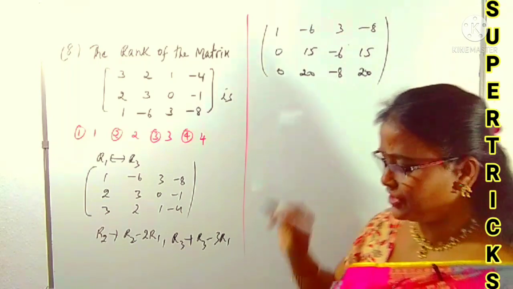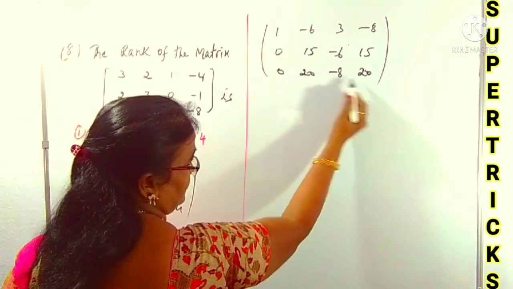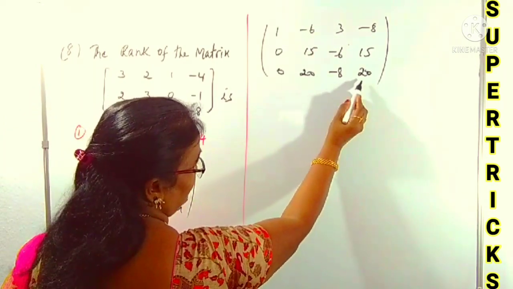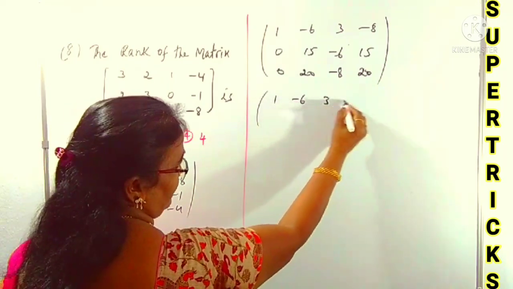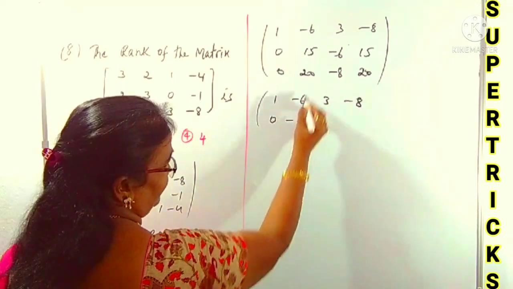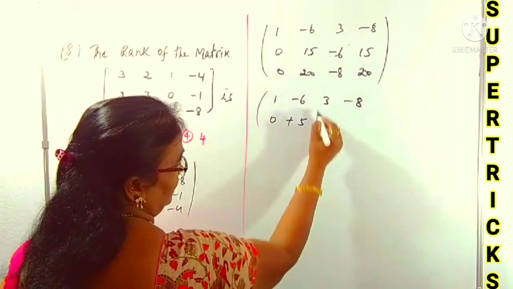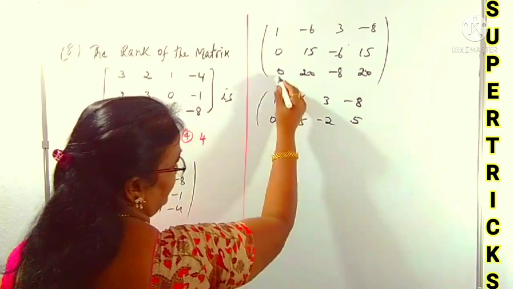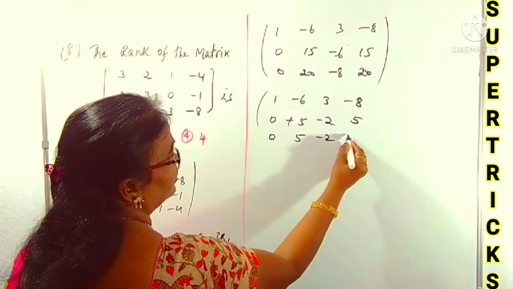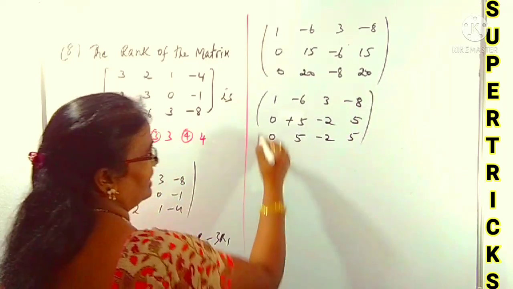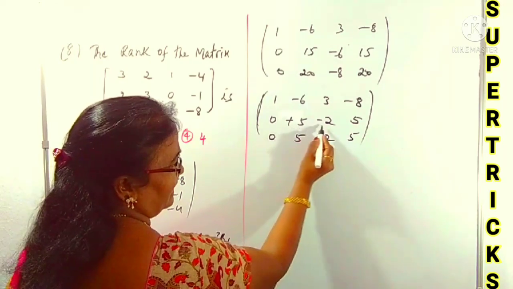Okay, after reducing this to 0, we can concentrate on this. In this one there is a cancelling. 4 twos cancel. This is 1, minus 6, 3, minus 8, 0, minus 15. Here also 3 is cancelled: 3 fives with plus 5. 3 twos, 3 fives. Here 4 cancels to 0. 4 fives, 4 twos, 4 fives. Okay, we can observe that the last row is 5, minus 2, 5. The second row is also 5, minus 2, 5.